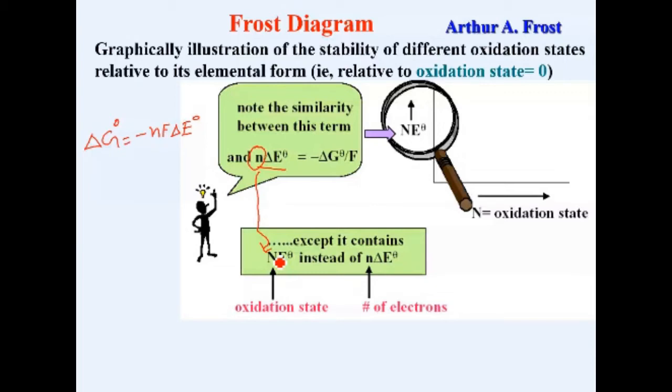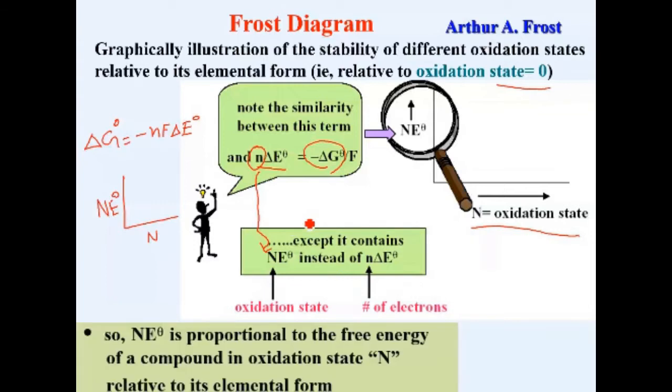So this diagram we will draw. Why are we drawing this diagram? I told you this diagram can immediately show delta G. Delta G tells whether the particular system is readily reactive or stable; this kind of information we can get. So Arthur Frost made this diagram as a handy reference. Now let us see that nE is proportional to the free energy. That is what he has taken. N is the oxidation state relative to its elemental form.